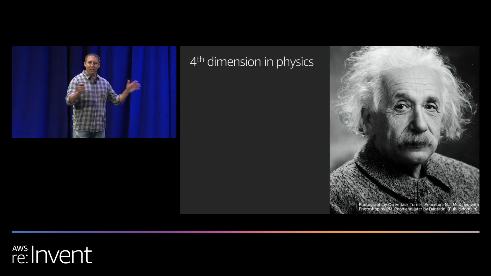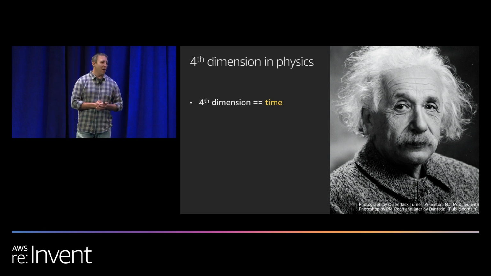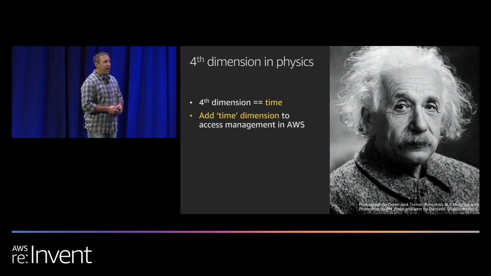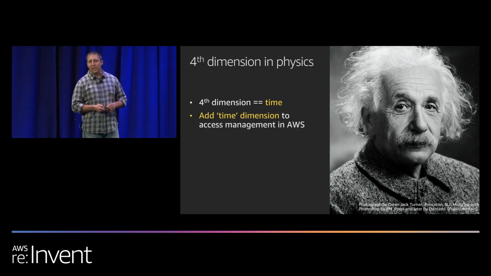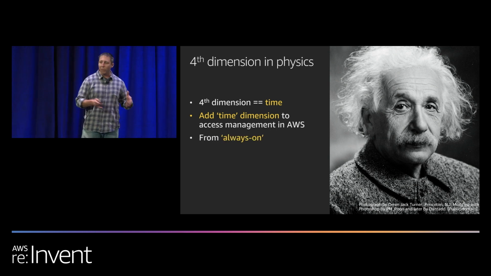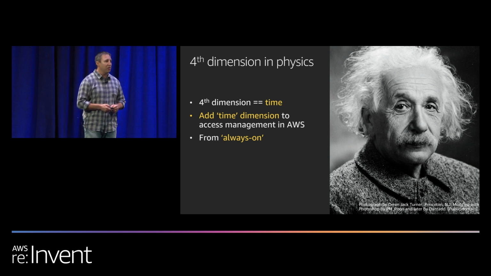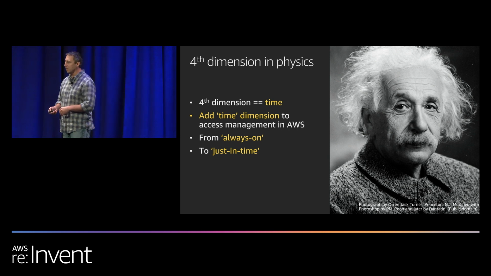The next one is that the fourth dimension in physics, or at least one of them, is often time. Again, no mind benders on the space-time fabric or anything like that. But we're going to look at some great patterns today to add the dimension of time to access management, and essentially go from always-on permissions, which might themselves be very good least privilege but are always on, and move that to just in time. I think there are some really powerful things we can create there.